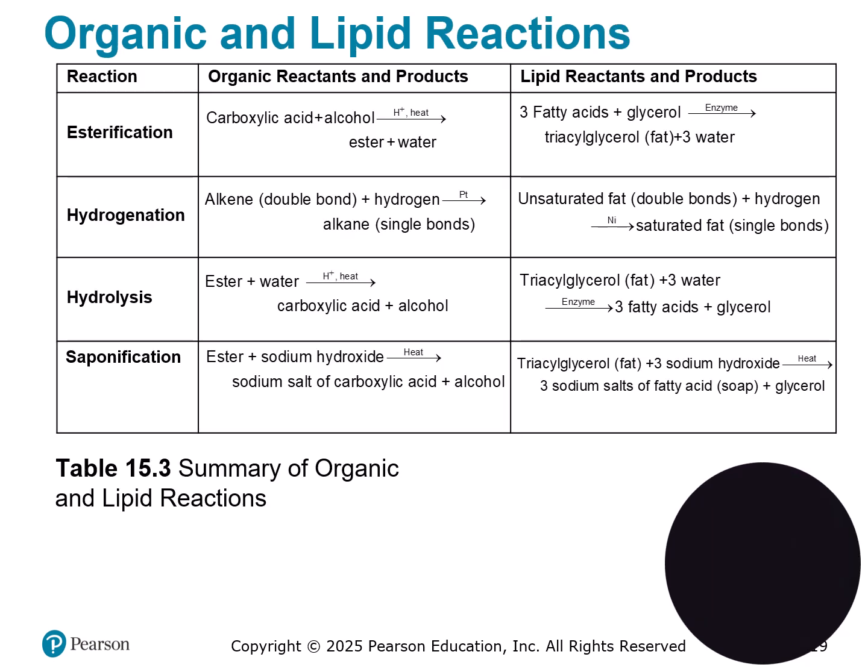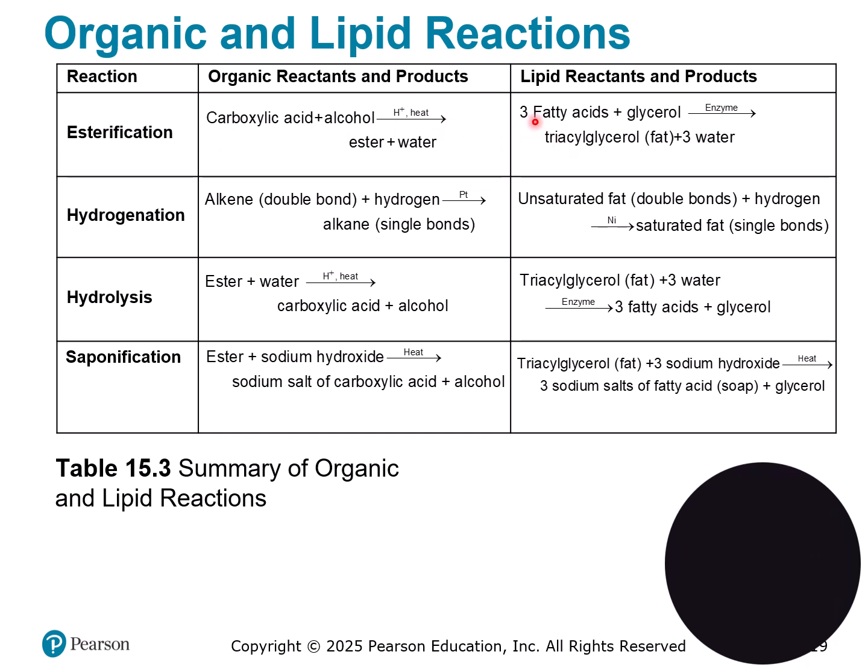Okay, so organic and lipid reactions. We have four types of reactions that we've talked about for these lipid molecules made out of fatty acid and glycerol, the reactants that make up the products. We can do esterification, hydrogenation, hydrolysis, and saponification. Let's look at this again very briefly.